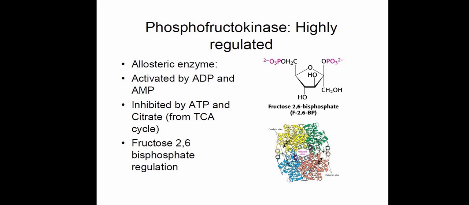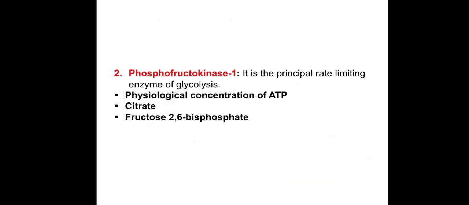This is again an allosteric enzyme. It is activated by ADP and AMP. So let us enter the main step. Phosphofructokinase is the principal rate-limiting enzyme of glycolysis, which is again an allosteric enzyme. That means it has a second site where the binding of something can modulate its activity in some way. What is the something in some way? We are going to discuss next.